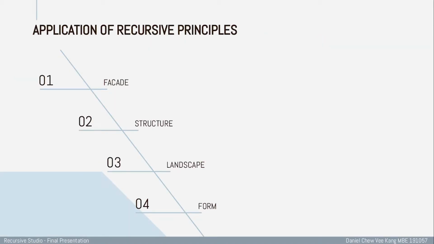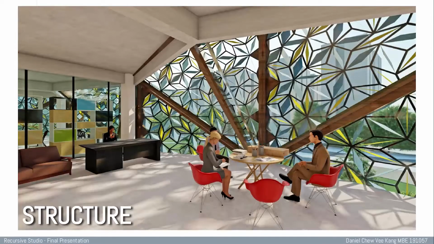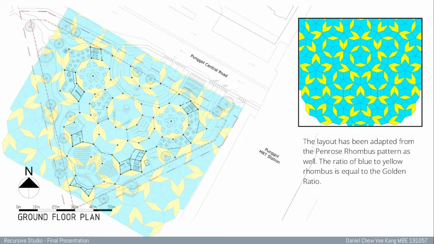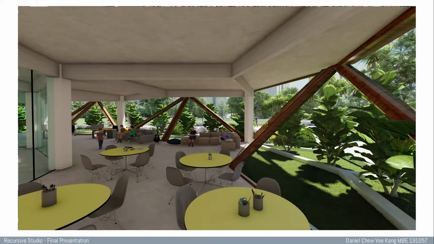As this pre-thesis is on Recursive Studio, I will be applying this principle on 4 different components. The main component to apply this recursive principle would be on the facade. This kinetic facade has been simulated to help strengthen the aim of this thesis. Next, I apply the Penrose pattern on the structure as the beam and columns. This would lead to an unconventional grid that is 72 degrees between the axes. Thirdly, the Penrose pattern has been applied to the landscape architecture.